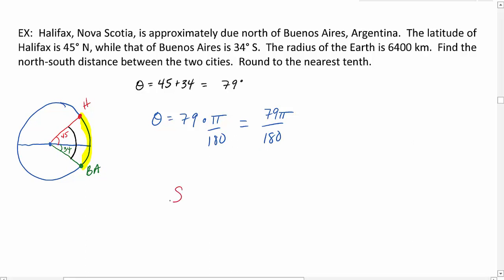And then our arc length formula is our radius times theta, and they told us that the radius of the Earth is 6,400, so let's multiply that by 79 pi over 180. I just plugged this whole thing in my calculator at once, and then we're rounding to the nearest tenth. 8,824.4, and our unit is kilometers.